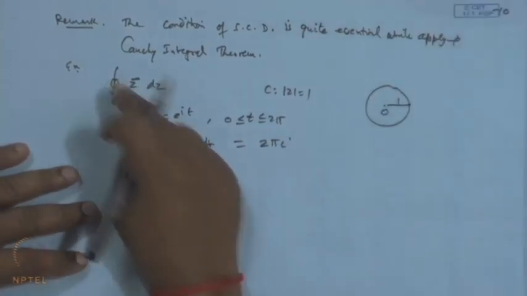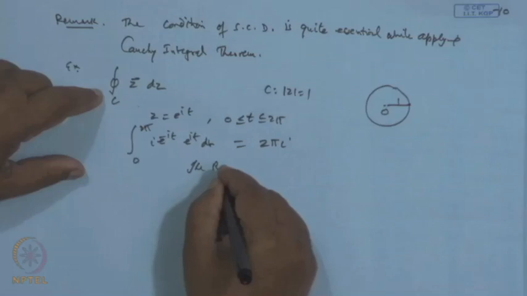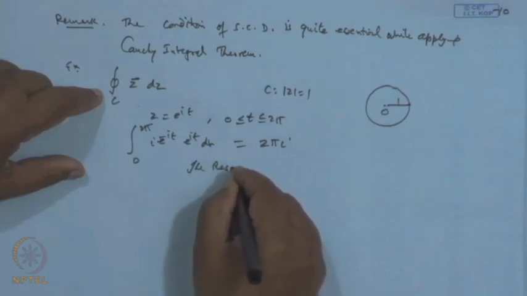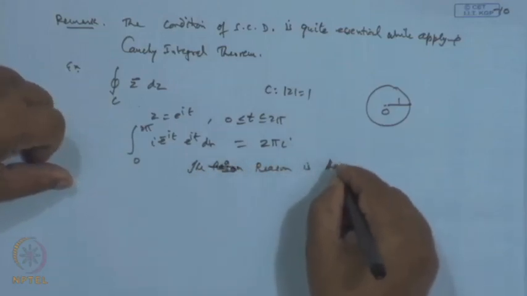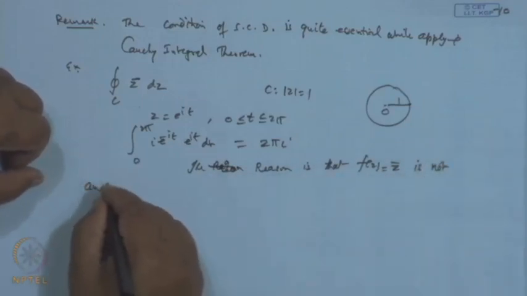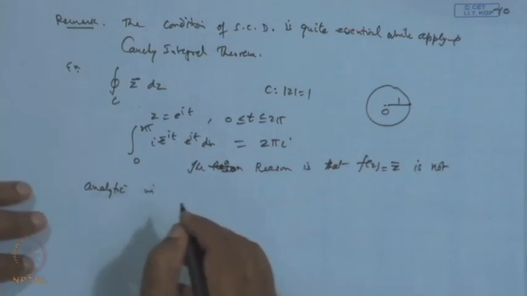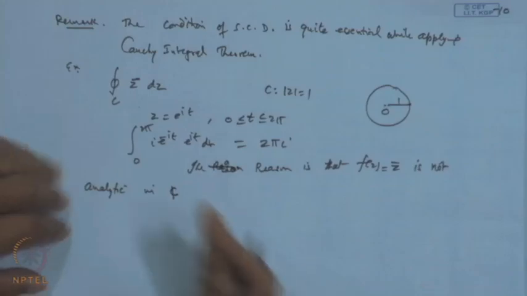Now, here again the curve is closed, but the value is not coming to be 0. The reason is that the function f z, which is z bar, is not analytic in the complex plane C. In fact, we have already seen that this function is only differentiable at 0 and nowhere else. So, it is not analytic throughout the domain. Therefore, whatever closed curve we choose, the function is not analytic.